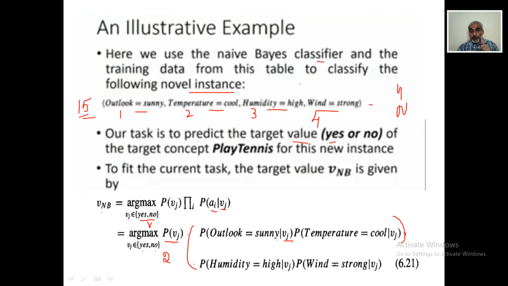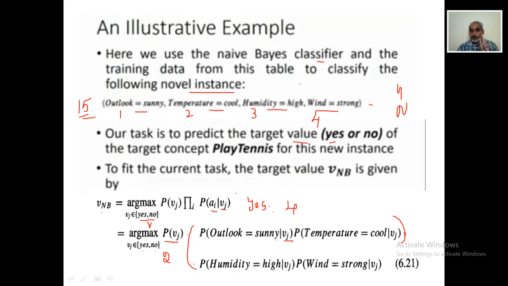Now here, probability of outlook equal to sunny given Vj. What is Vj now? Here again two are there, right? So first you will take yes. Find out the probability of outlook equal to sunny given yes. Find out the probability of temperature equal to cool given yes. Similarly, find out the probability of humidity equal to high given yes, and the probability of wind equal to strong given yes. That means 4 probabilities you are going to calculate, right?